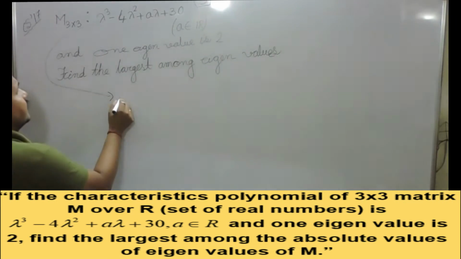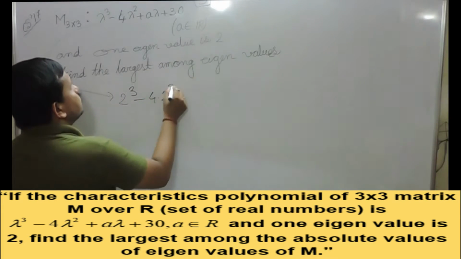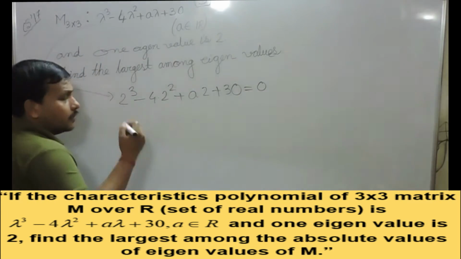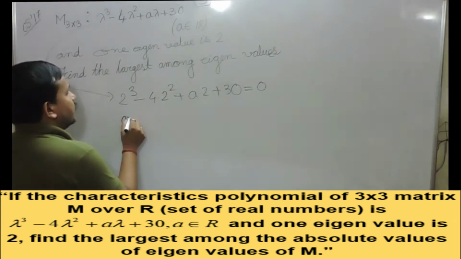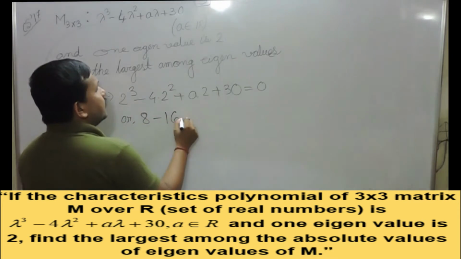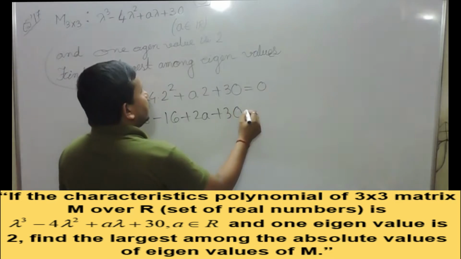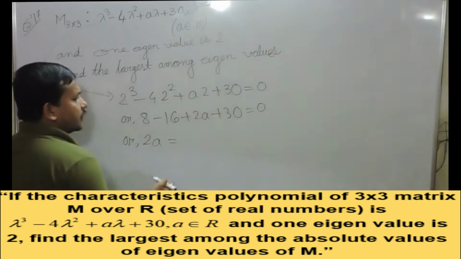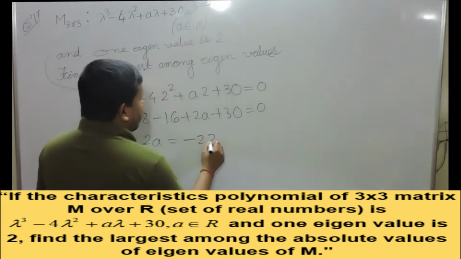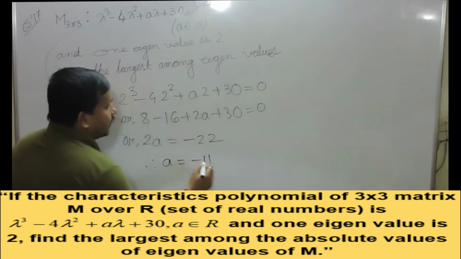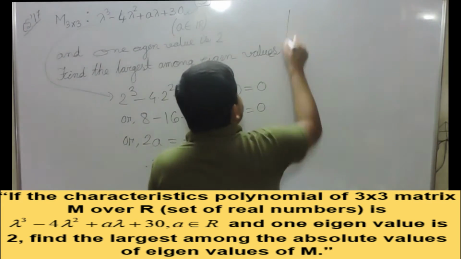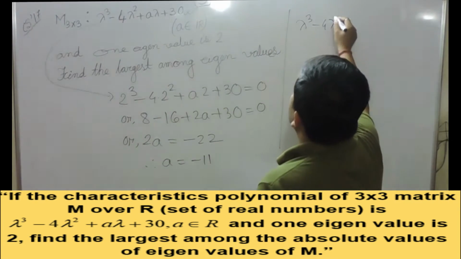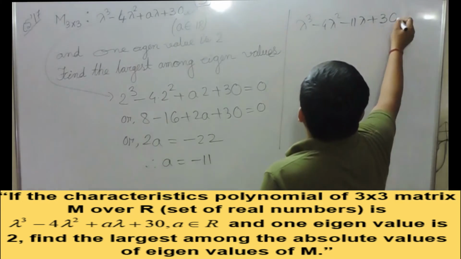So what should you get? You should find that 2 cubed minus 4 into 2 squared plus a into 2 plus 30 equals 0. Let us simplify it. So 8 minus 16 plus 2a plus 30 equals 0. Or you can find that 2a equals negative 8 plus 30, which is minus 22 on the right side. Therefore, you find a to be minus 11. And since a is minus 11, the characteristic polynomial becomes lambda cubed minus 4 lambda squared minus 11 lambda plus 30.